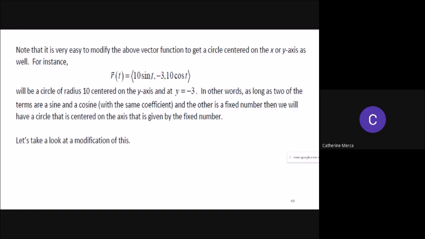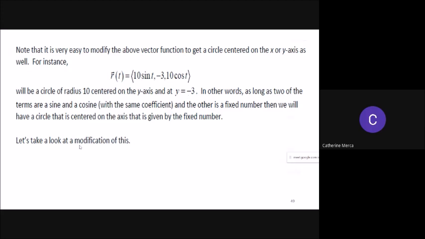You can modify the above vector function to get a circle centered on the x or y axis. You can have 10 sine t, then minus 3 for y, then 10 cosine t. It will be a circle of radius 10 centered on the y axis and at y equals negative 3. So meaning to say, as long as two of the terms are sine and cosine with the same coefficient, and the other is a fixed number, then we'll have a circle that is centered on the axis that is given by the fixed number.